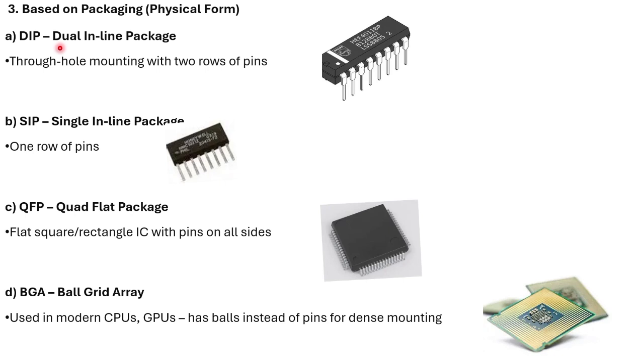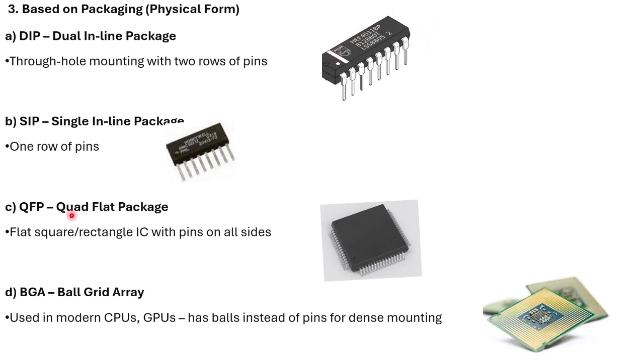First is DIP, dual inline package, through hole mounting with 2 rows of pins. As you can see in the diagram, we divide the integrated circuits based on packaging, like how we package the circuits all together. There are pins on one side and another side. So this is called DIP, dual inline package. The second one is SIP, single inline package. There is only one row of pins, whereas in dual inline package there are 2 rows of pins, one on this side and another on this side.